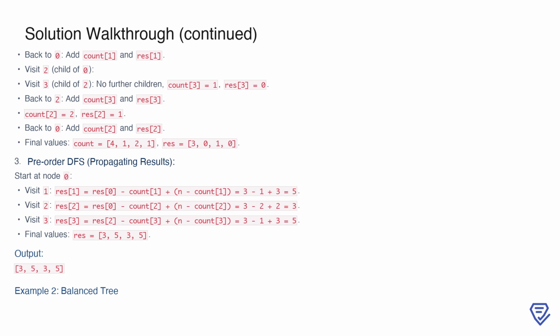Starting again from node 0, we calculate the distances for its children. For node 1, the result is updated using the formula: subtract the size of node 1's subtree and add the size of the remaining tree. This gives us a result of 5 for node 1. Similarly, for node 2, the result is adjusted to 3, and its child, node 3, is updated to 5. The final distances for all nodes are 3, 5, 3, 5.